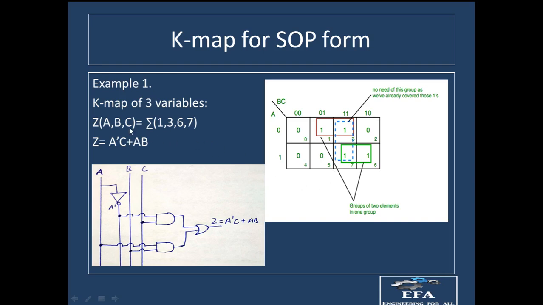Now you can see that we have Z, and the value of Z is the summation in SOP form, so we have 1, 3, 6 and 7. Because this is an SOP type of expression, we have to put ones in the boxes numbered 1, 3, 6 and 7. So we put a 1 in box 1, a 1 in box 3, a 1 in box 6, and a 1 in box 7.